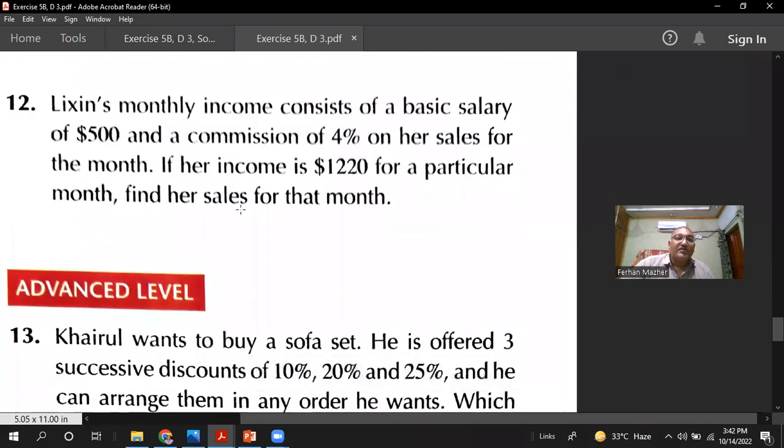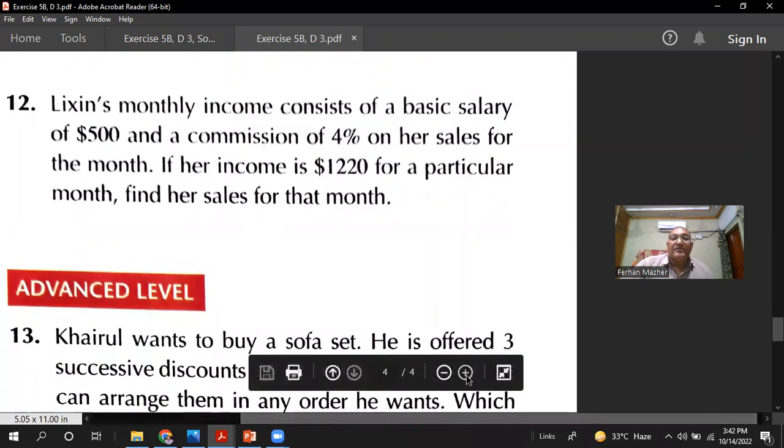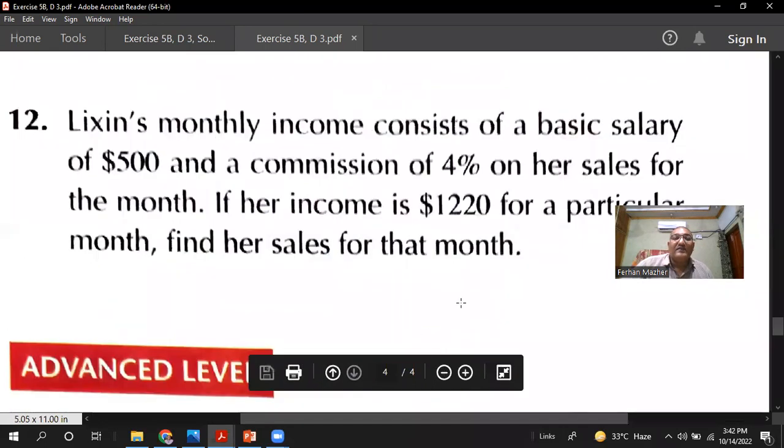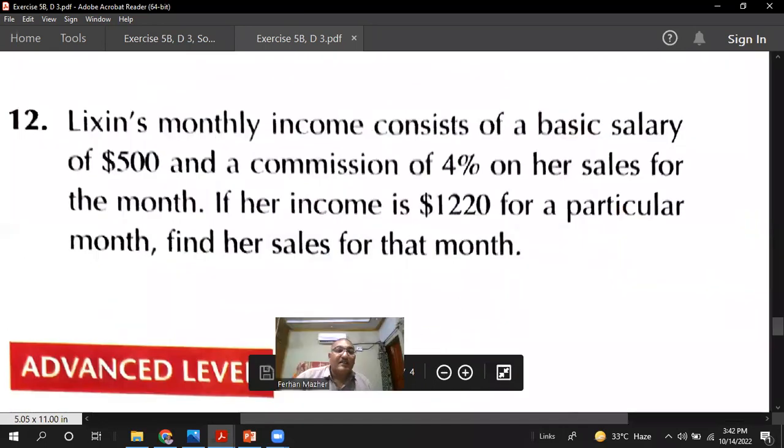Okay. So the next question is coming up on your screen. That is question number 12. It says, Lixen's monthly income consists of a basic salary of $500 and a commission of 4% on her sales for the month. If her income is $1,220 for a particular month, find her sales for that month.